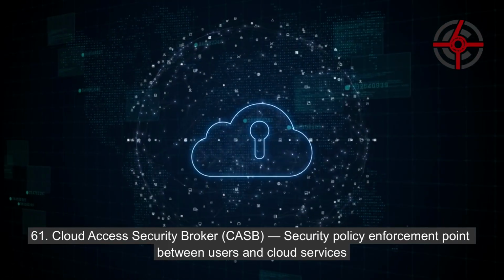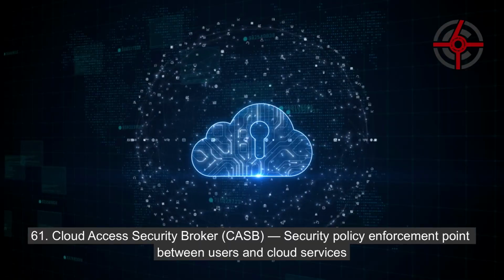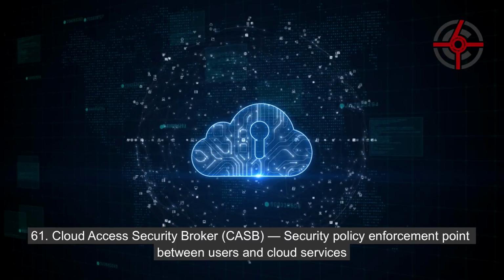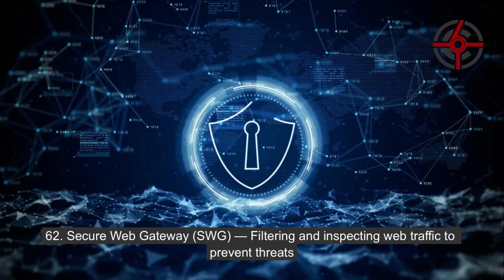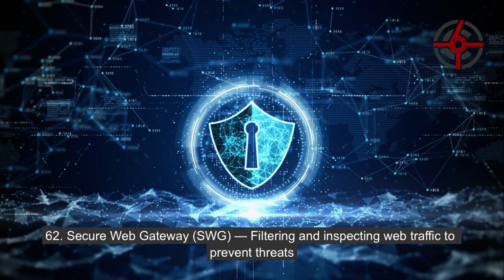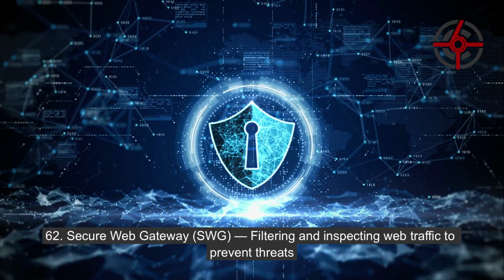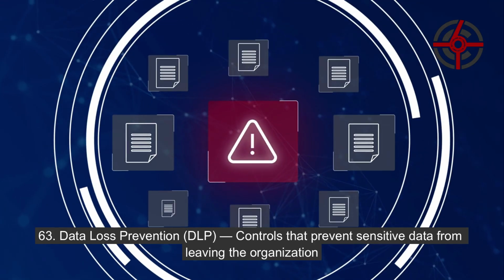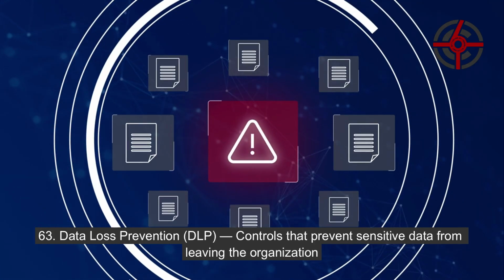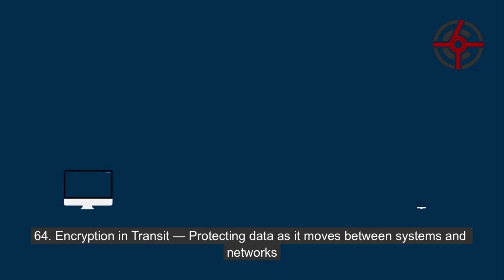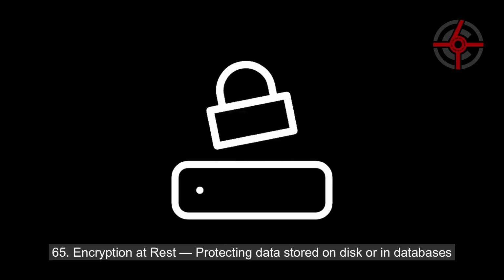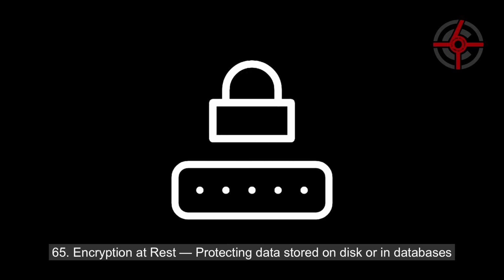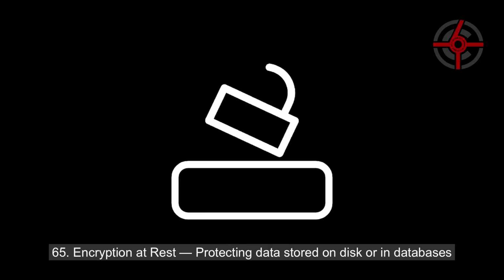61. Cloud Access Security Broker, CASB, security policy enforcement point between users and cloud services. 62. Secure Web Gateway, SWG, filtering and inspecting web traffic to prevent threats. 63. Data Loss Prevention, DLP, controls that prevent sensitive data from leaving the organization. 64. Encryption in transit, protecting data as it moves between systems and networks. 65. Encryption at rest, protecting data stored on disk or in databases.